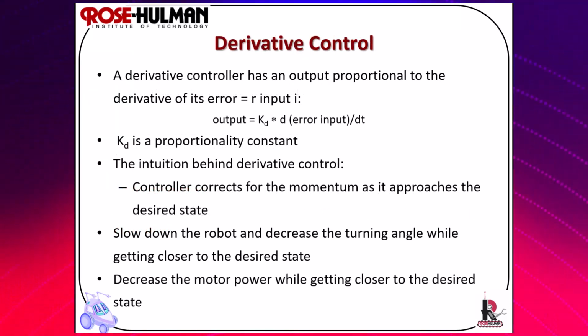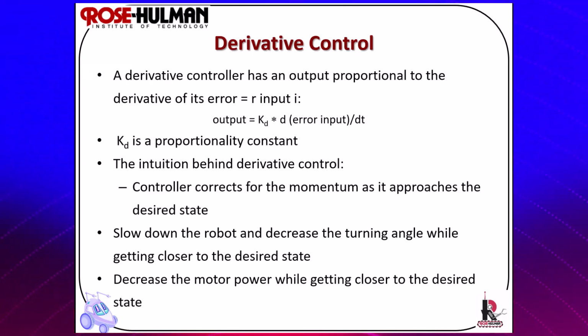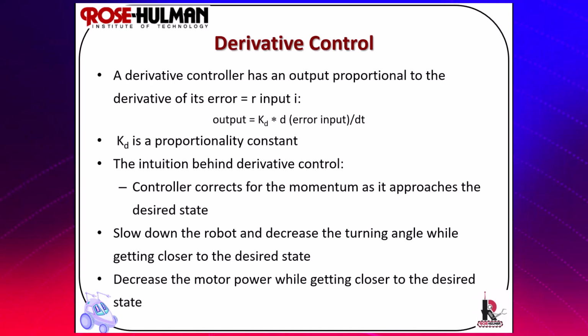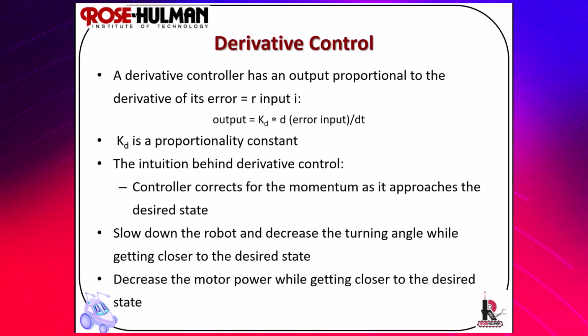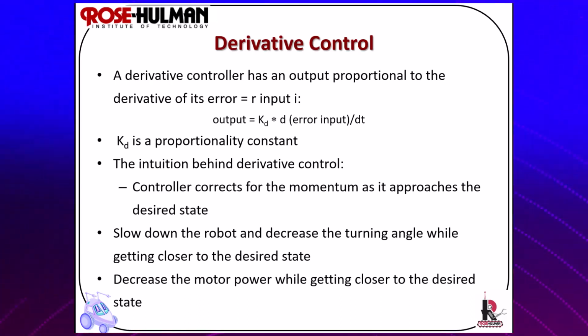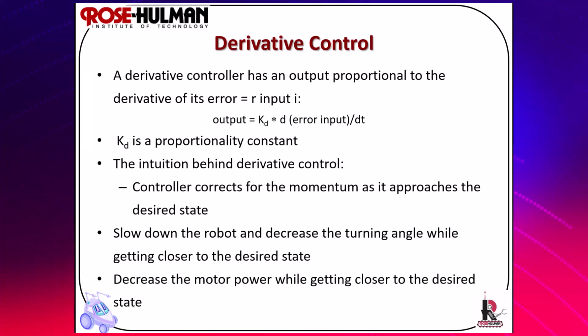So now you're going to have Kd times the derivative of the error. Note that in a microcontroller, it's not actually a derivative, it's delta error. So what you're going to do is use the previous error and the current error, and you're going to use the difference between those two values multiplied times the proportionality constant in order to influence the motor or the turn speed or turn angle, etc. So based upon the derivative control, the controller is going to correct for the momentum as it approaches the desired state. So it slams on the brakes to stop the oscillations. It slows down the robot and decreases the turning angle while getting closer to the desired state, and it decreases the motor power while getting closer to the desired state as well.